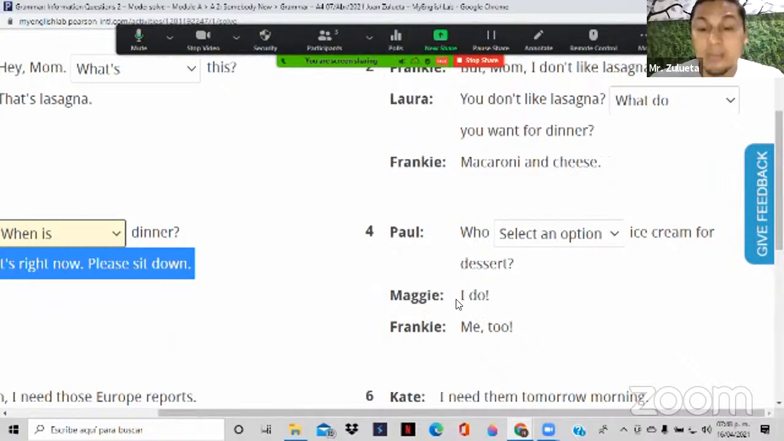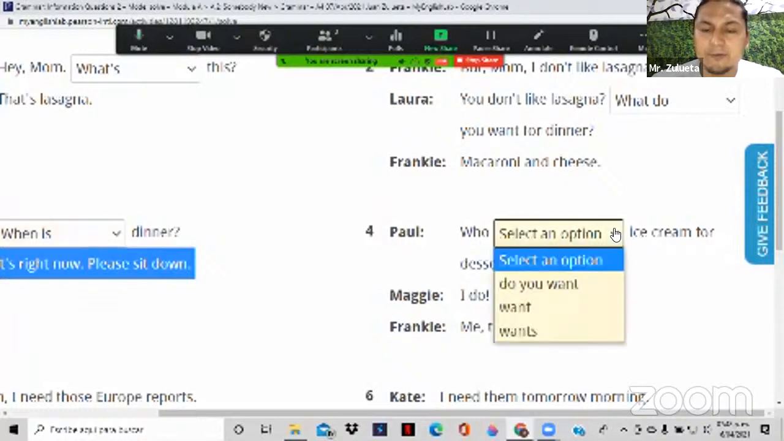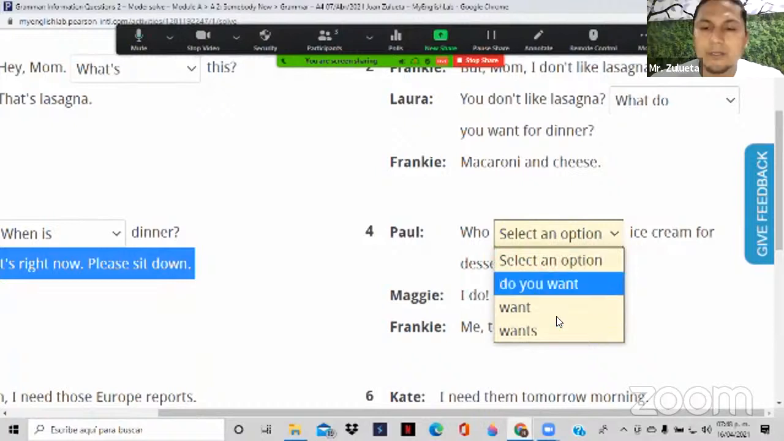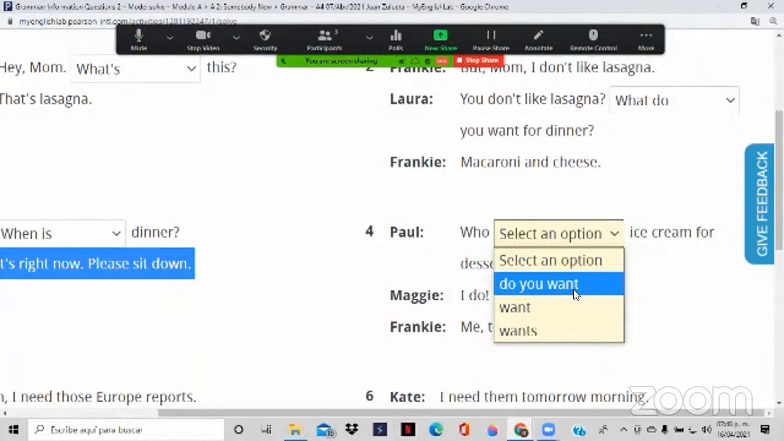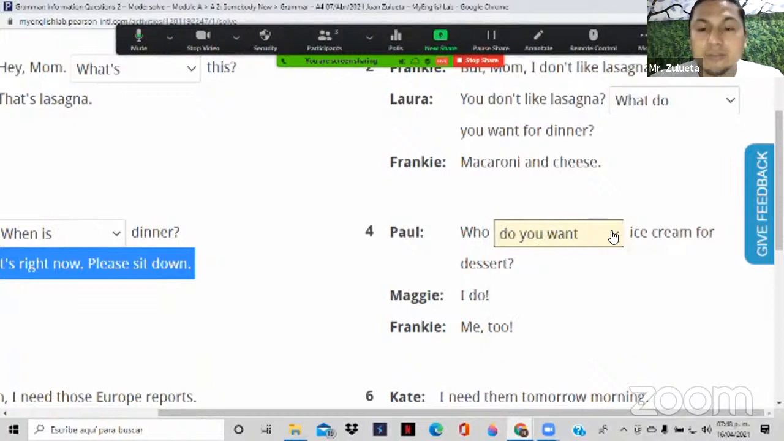Number 4, we have 2 answers. I do, me too, so, who, ice cream for dessert. One, 2, or 3? Más alto, por favor. One. Okay, number 1, who do you want? Who do you want? Como que no suena bien. Entonces, cuando utilizamos who, ¿quién? El verbo siempre va a ir con una S.